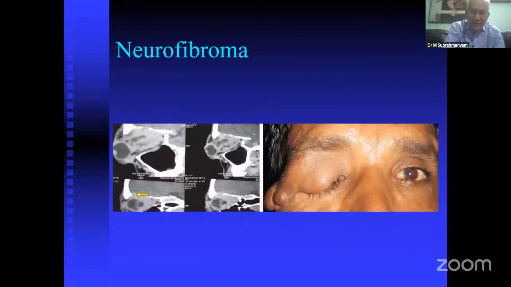Whereas in von Recklinghausen's syndrome that you see here, you can see multiple tumors. Again, you can see the neurofibroma involving the lid. And the CT shows multiple tumors. The more important thing is in these situations, there could be loss of the orbital roof bone, so that the brain herniates and it can lead to a pulsatile proptosis.